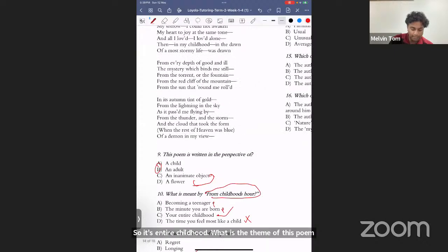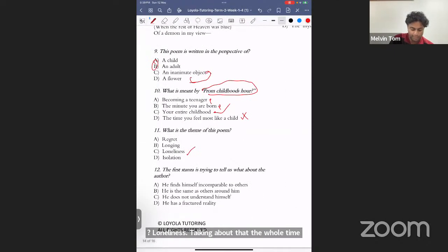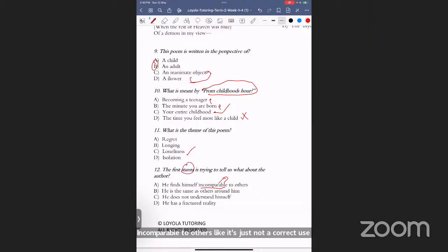What is the theme of this poem? Loneliness. He's talking about that the whole time, alone, but being lonely. The first stanza is trying to tell us about the author. He finds himself incomparable to others. Incomparable to others, like it's just not a correct use of the word incomparable. Stanza, incomparable, fine.